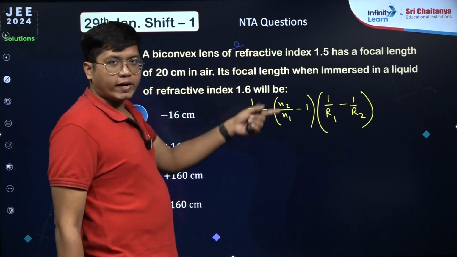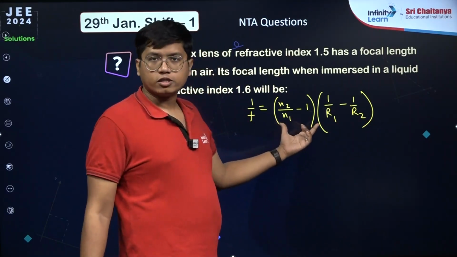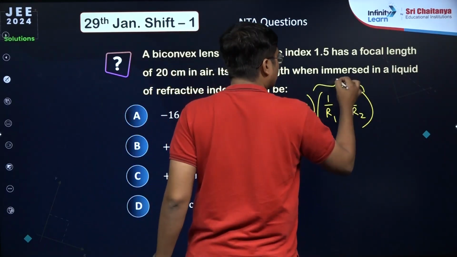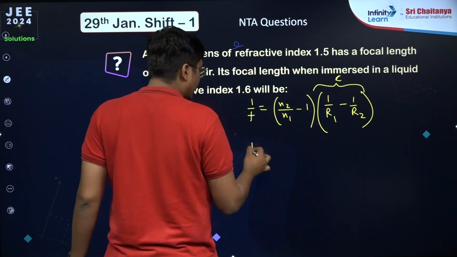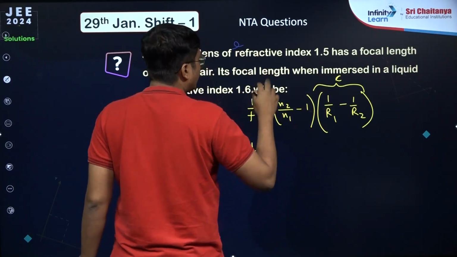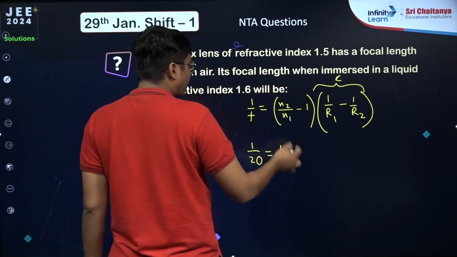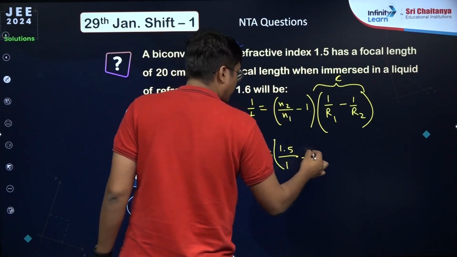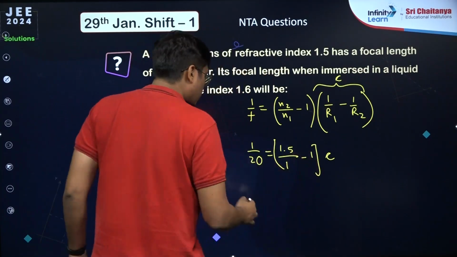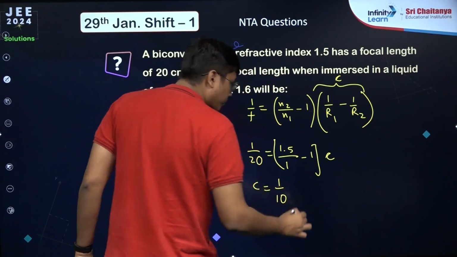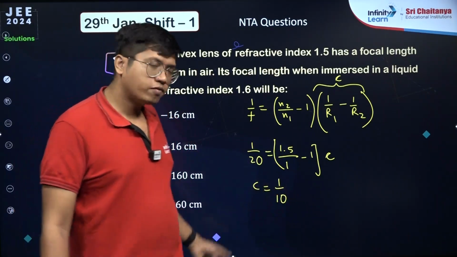Now in the two cases that are provided, this part is going to stay the same. That depends on the geometry of the lens. It's only this part that is going to change. Let's consider this as a constant C, just for now, because that will help us avoid writing too many steps. In the first case, you have 20 centimeter. The refractive index of the lens is 1.5 divided by 1, since it's in air, N1 is air, minus 1, into that C. So this is 1.5 minus 1, which is 0.5. So C, if you calculate, you'll get it as 1 by 10. Just send the 0.5 down. 0.5 into 20 would be 10. C is equal to 1 by 10.